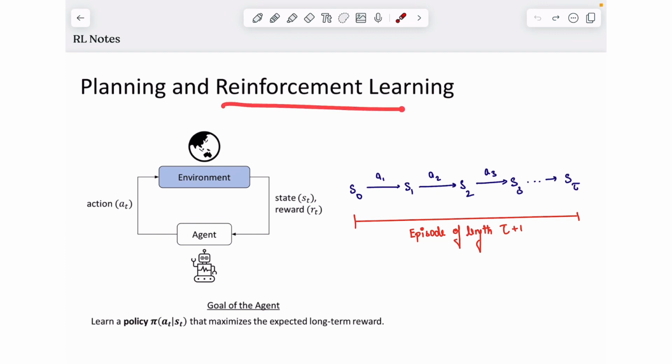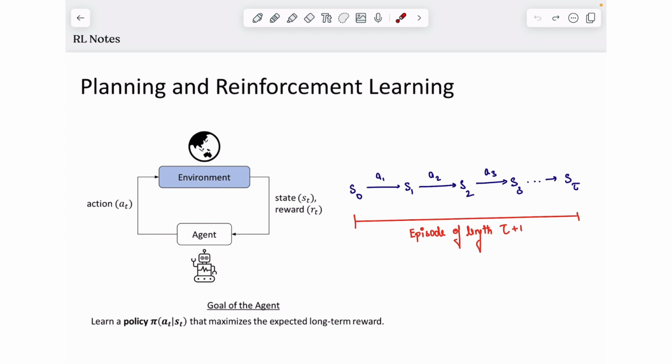So let's see what is reinforcement learning and planning. But before that, let's see what is the famous reinforcement learning loop. In the famous reinforcement learning paradigm, you have an environment and you have an agent. The goal of the agent is to interact with the environment, and the environment will return certain things to the agent. This loop continues till infinity or till a fixed amount of time.